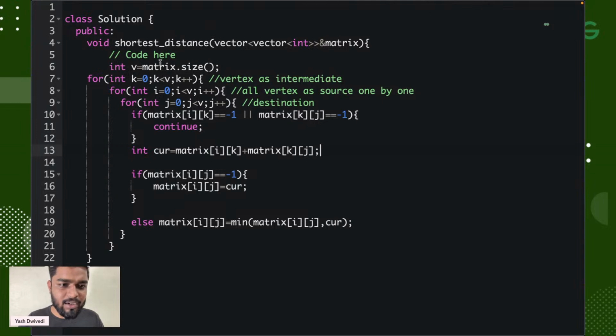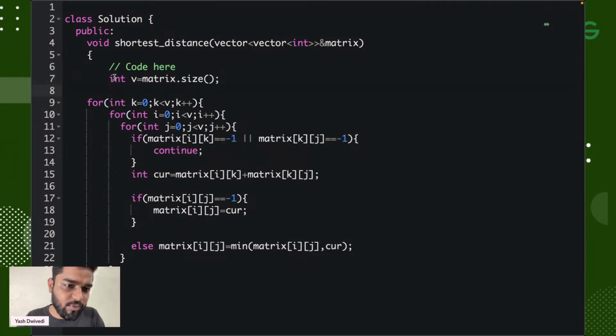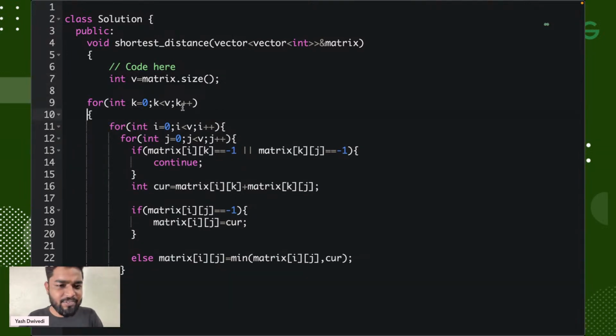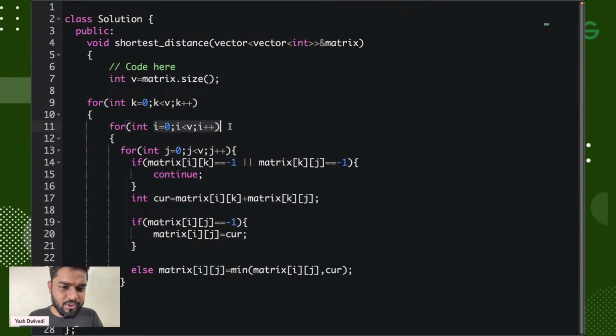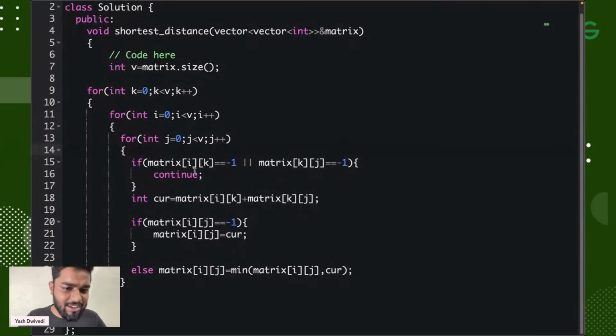Let me remove some of the comments here. What we have done is first calculate the number of nodes, that is v, the number of vertices, or nodes as n. Then we run a loop with k starting from 0 till k is less than the number of nodes, with k plus plus. Then I'm running another loop i starting from 0 till the end, and j, like 3 loops as I've said, right?